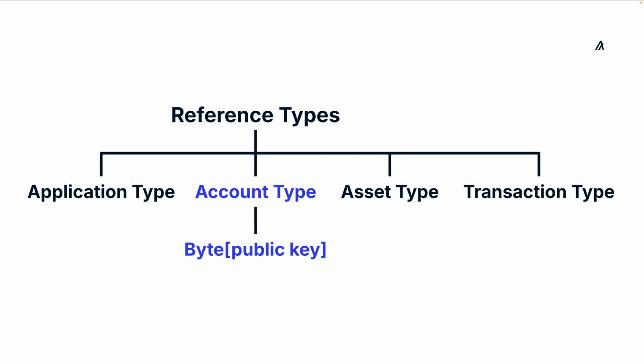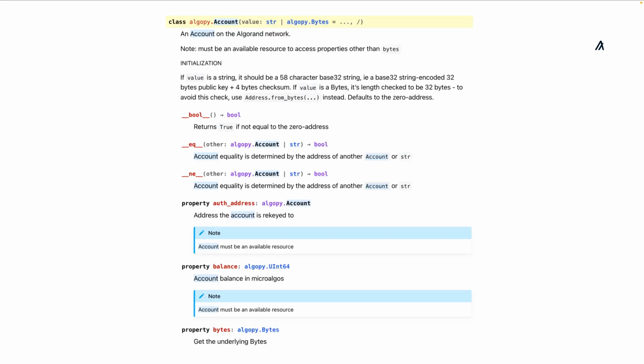The account type is one of the reference types that represents an Algorand account, backed by a byte array that serves as the public key. It provides several properties and methods that you can use to interact with an account inside a smart contract. Let's explore what properties and methods the account type has.